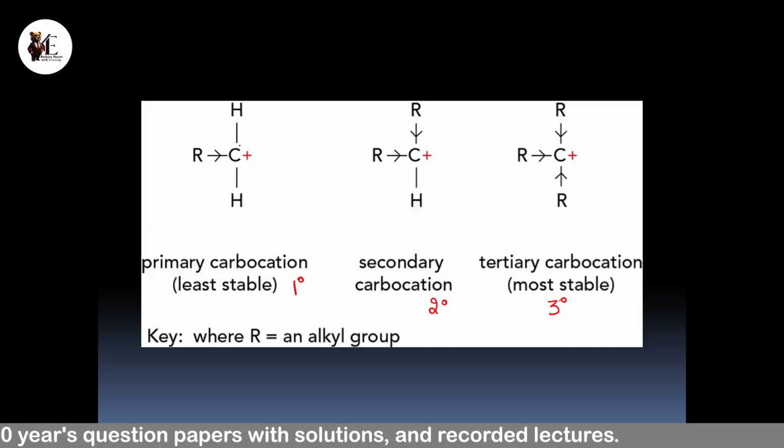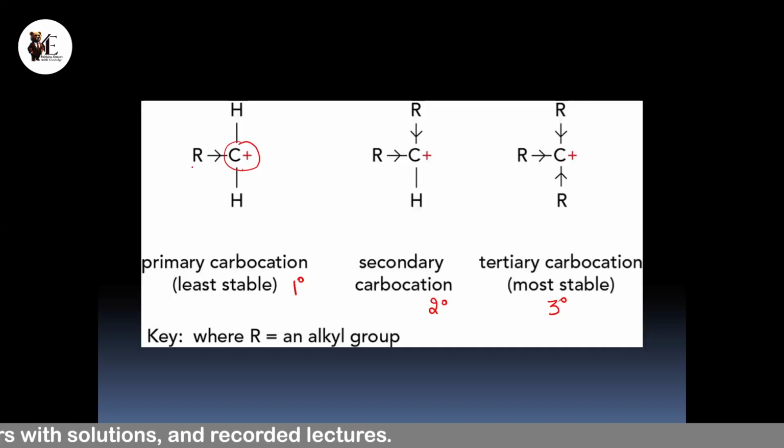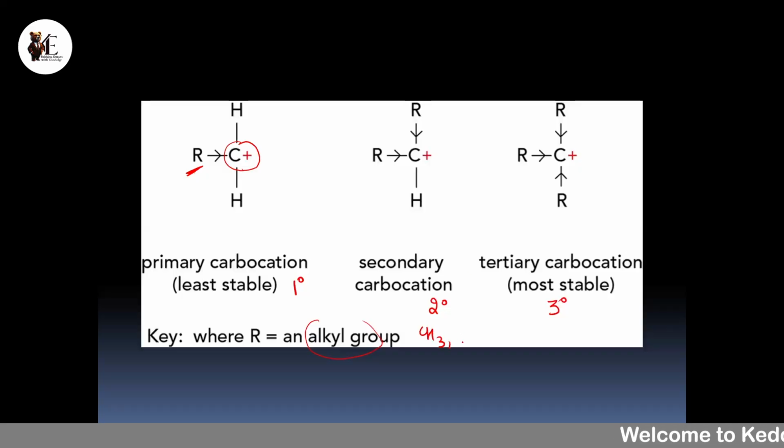Primary carbocation means the carbon which has a positive charge is attached to only one alkyl group. This R is an alkyl group. Alkyl means methyl, ethyl, propyl, any alkyl group. It may be your CH3, C2H5. So if it is attached to only one alkyl group, then it is your primary carbocation.